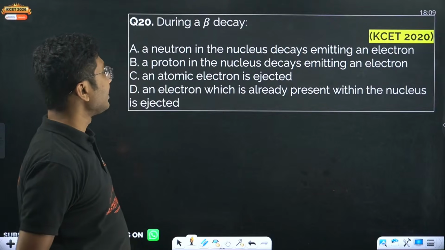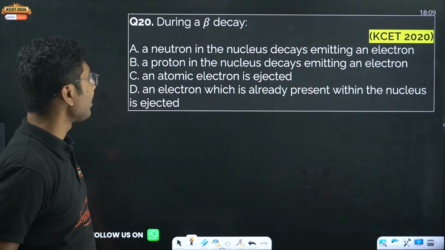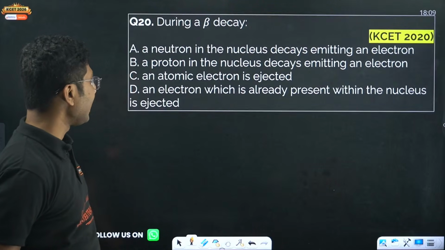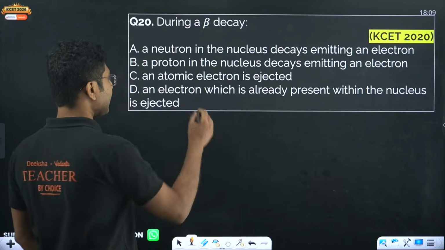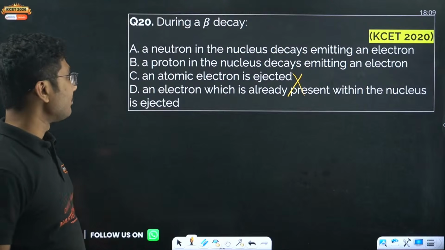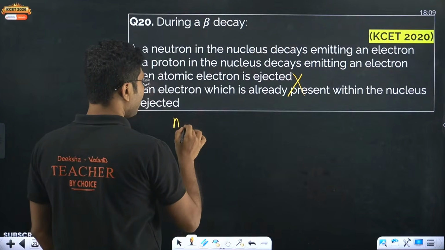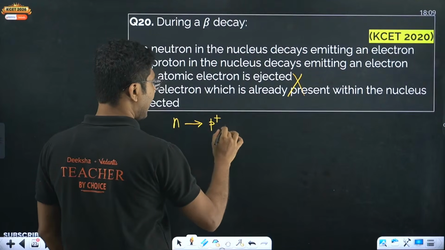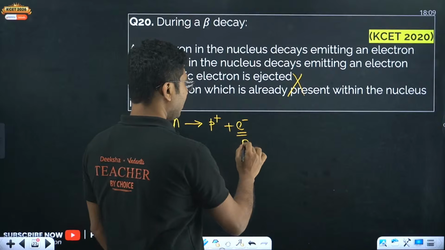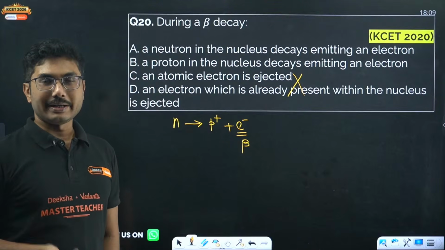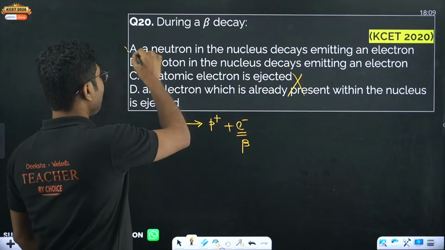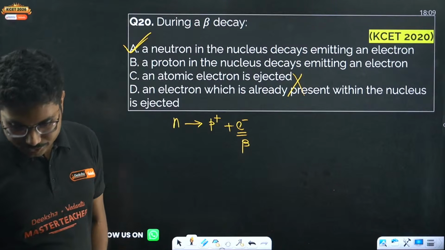A neutron in the nucleus decays emitting an electron. A proton in the nucleus decays by emitting an electron. An atomic electron is ejected. An electron which is already present within the nucleus is ejected. These two options are not correct. Proton is more stable than neutron. A neutron decays into a proton and an electron, and this electron is emitted. This is beta decay. Beta decay means an unstable neutron becomes a proton by emitting an electron. That's why it is called beta decay. So this is the correct answer, option A.